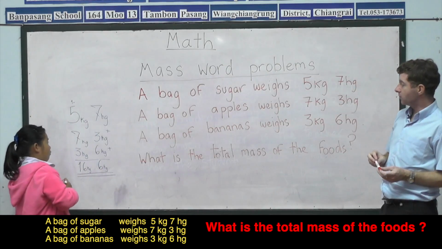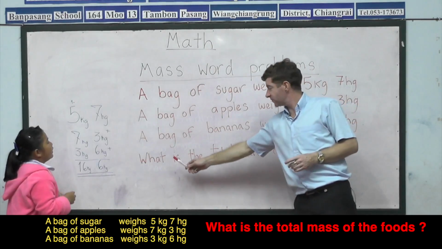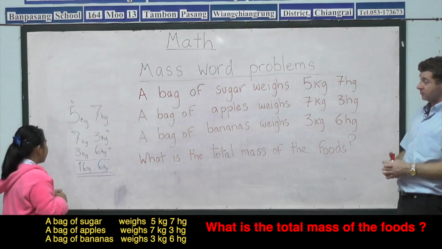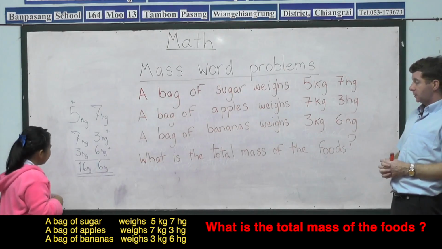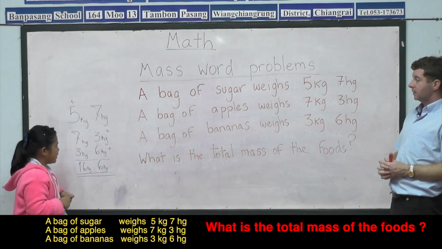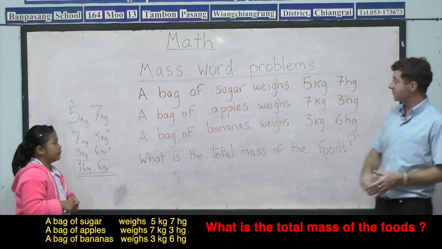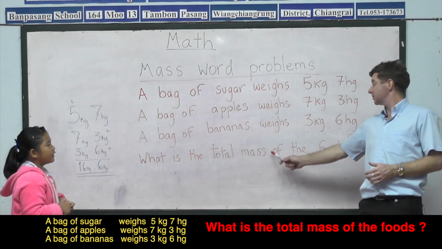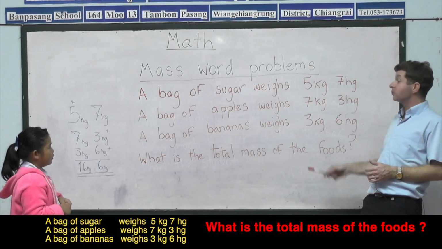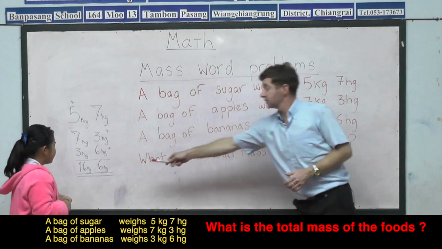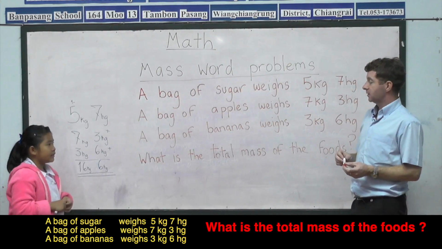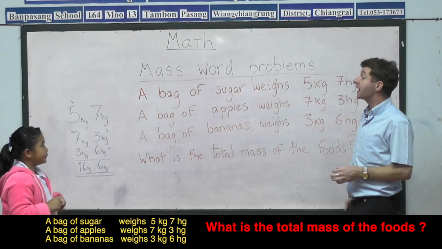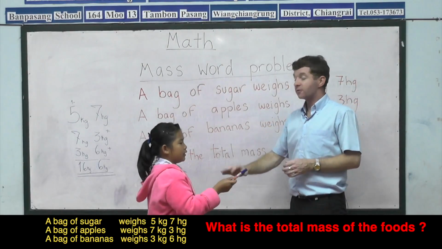Okay, so Lakau, what is the total mass of the foods? 16 kilograms, 6 hectograms. Excellent. And in a full sentence, can you say the total mass of the foods is? 16 kilograms, 6 hectograms. Is that right, guys? Yes. Are we happy? Is that right? Okay, high five. Round of applause for Lakau.